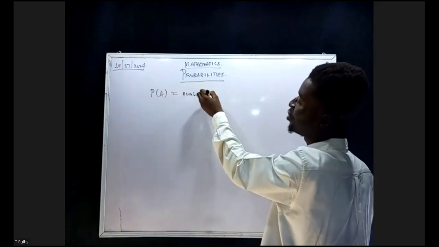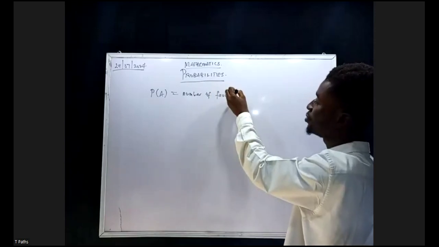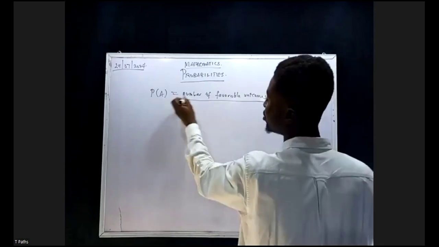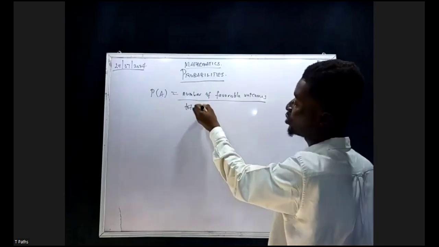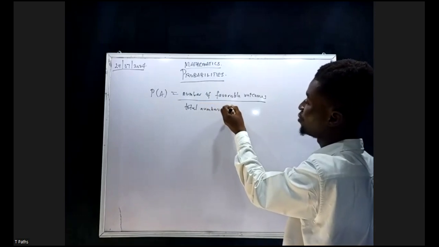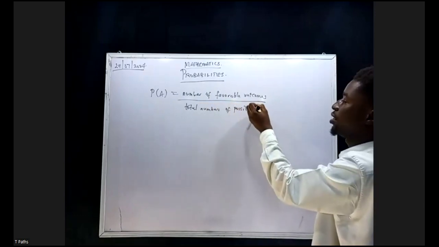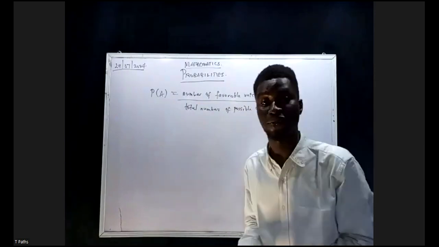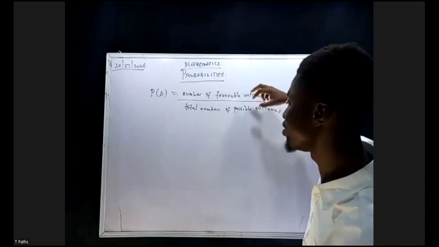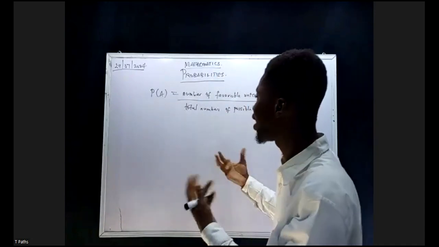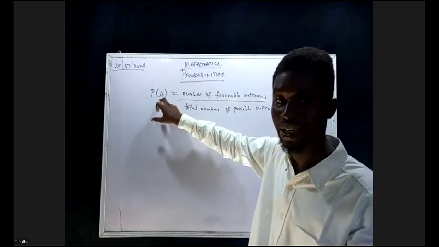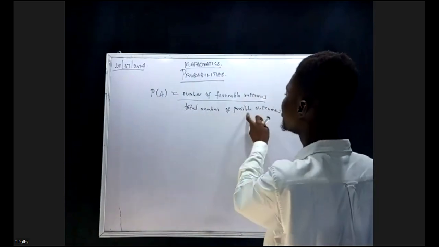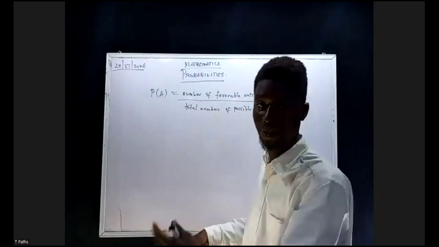Number of favorable outcomes over the total number of possible outcomes. Now, what do I mean by number of favorable outcomes? It means the number of outcomes that will bring about event A, the number of times event A will occur, over the total number of possible outcomes.